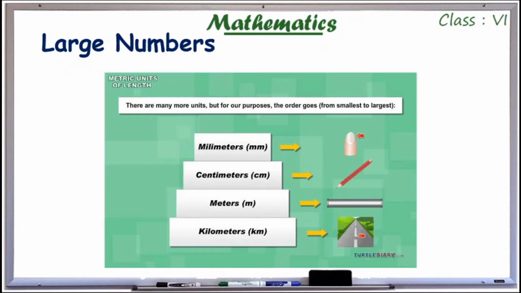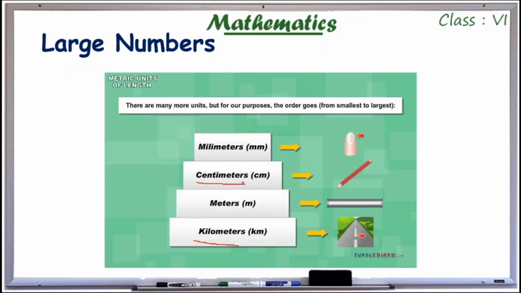Suppose I want to measure the distance from Rajakkad to Rajkumari. Which unit will I prefer? We have four units: millimeter, centimeter, meter and kilometer. Of course, I will prefer kilometer. But to measure the length of a pencil, I cannot use kilometer. I cannot say the pencil is about half a kilometer. So for that purpose, we measure using centimeter.